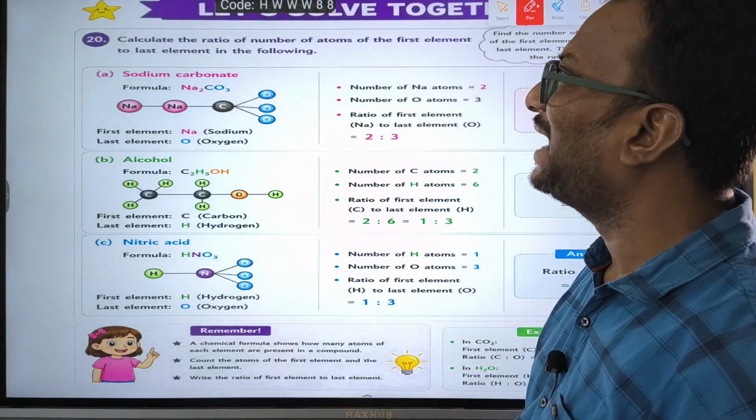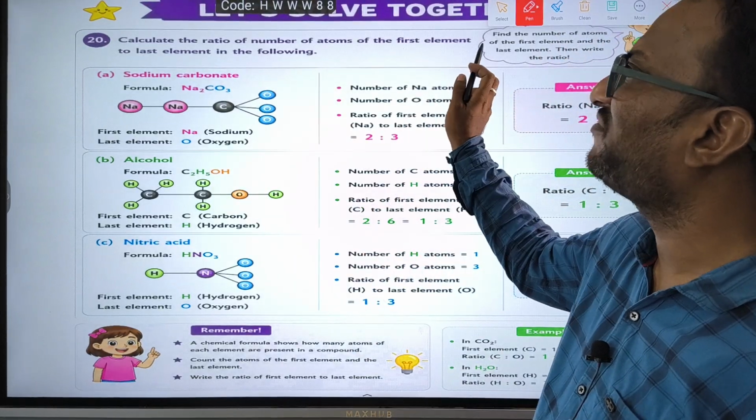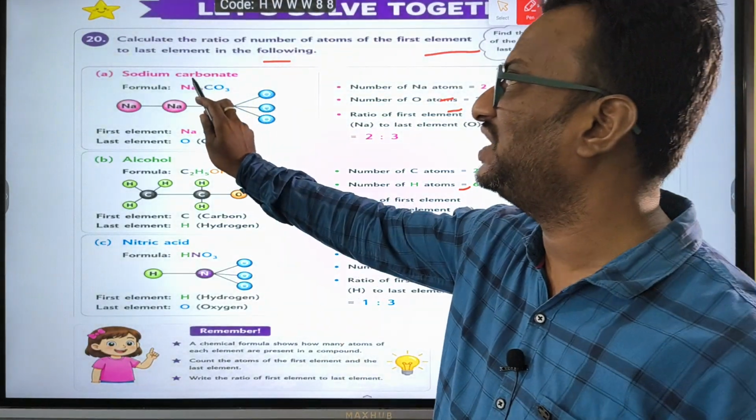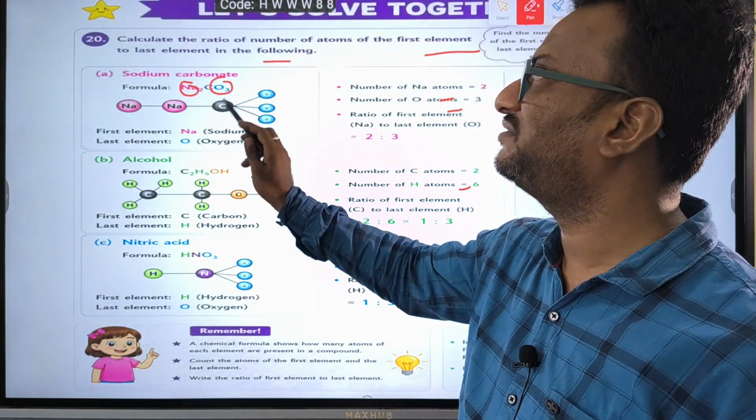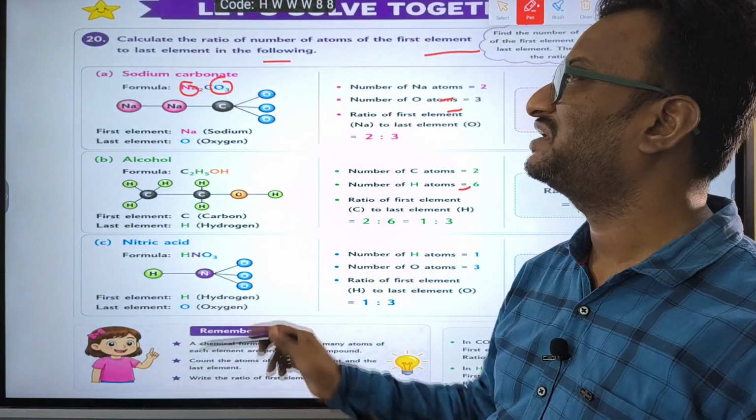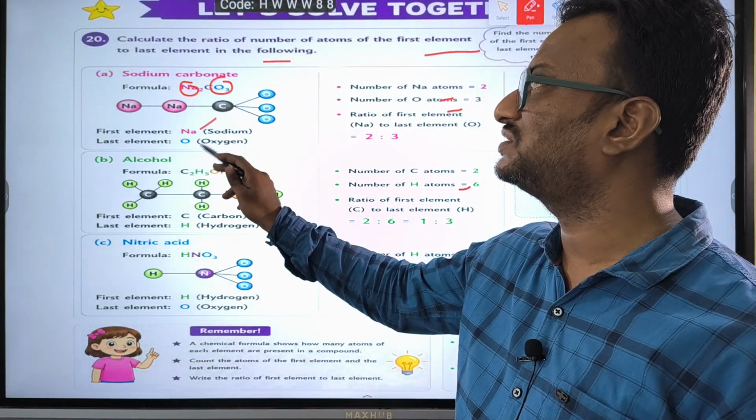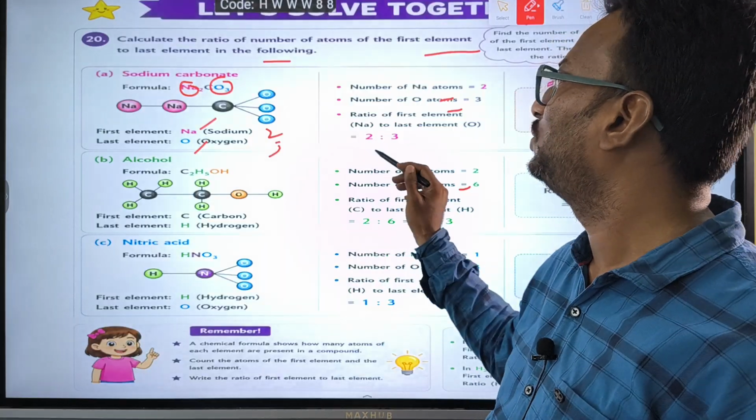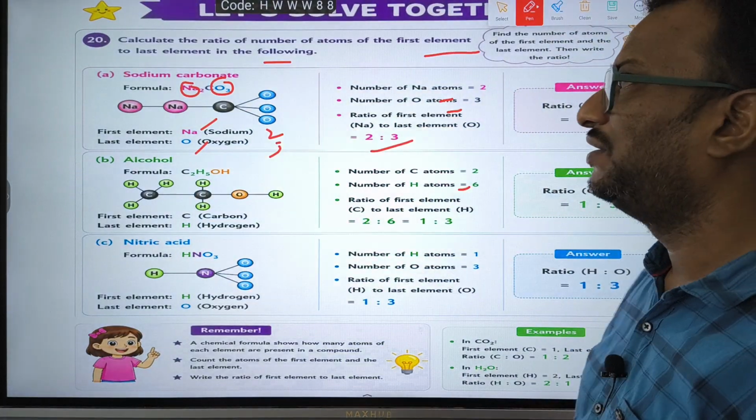Next one, calculate the ratio of the number of atoms of the first element to the last element of the following. You have to compare the first element with the last element. In the first one, sodium carbonate, the first element is sodium and the last element is oxygen. It has 2 sodium atoms and 3 oxygen atoms. The ratio is 2:3.